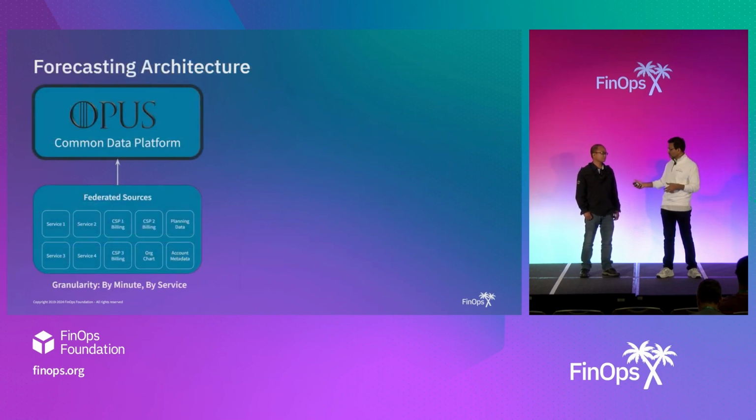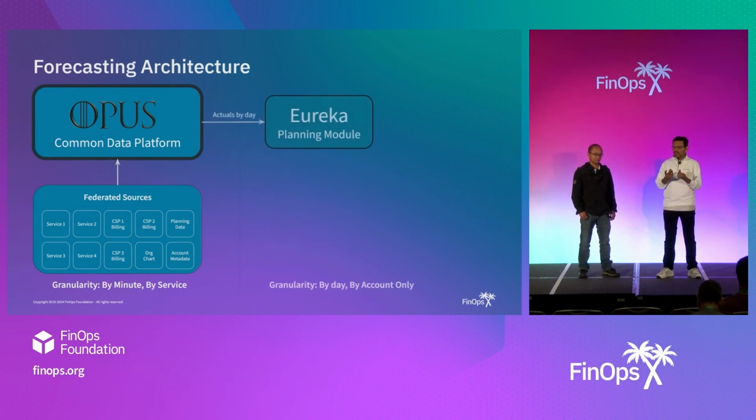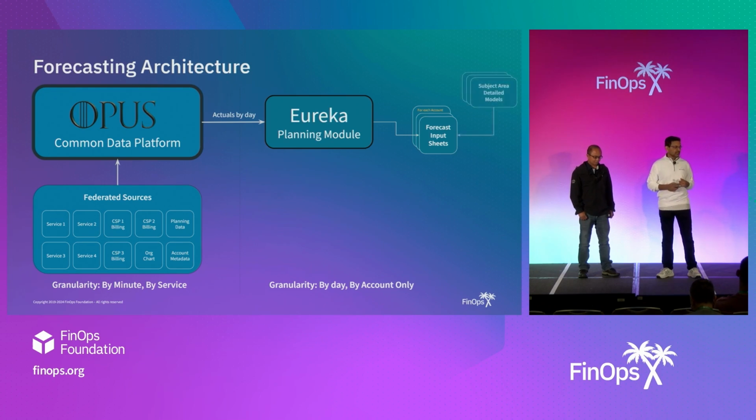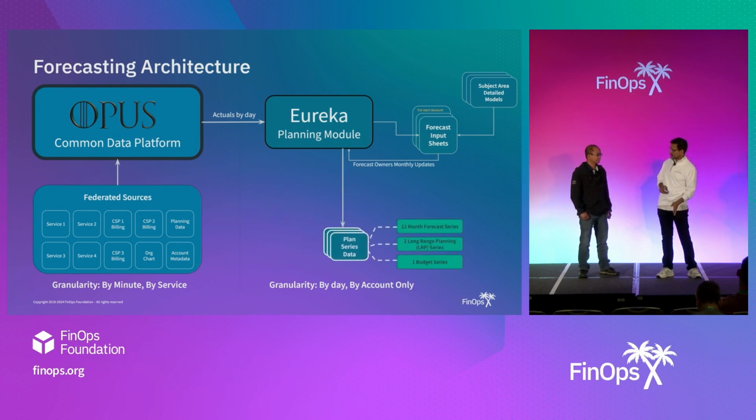So what we do is, through Opus, which has all the detailed transaction level detail, we pull all of that at a day level aggregate, put it into our planning module, and that triggers all our hundreds of forecast owners to submit their forecast. Each one of them has detailed forecast models, which are driver-based: which SKU are you going to use, how many customers are you going to onboard in one particular region, how are you going to optimize. All of that is fed back into the tool, and then we persist all of this: 12 plan series, 2 long-range plan series, and 1 budget series.